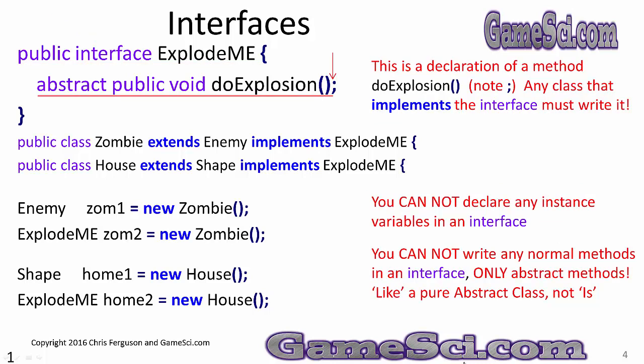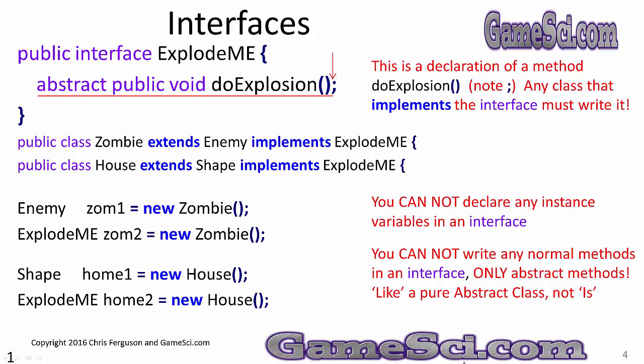Inside the interface, I'm going to say abstract public void doExplosion. Notice the semicolon at the end. This is a declaration of a method doExplosion. Note the semicolon. Any class that implements the interface must write it. You cannot declare an instance variable in an interface. Interfaces do not have variables.